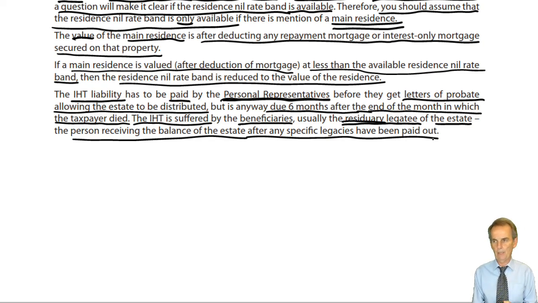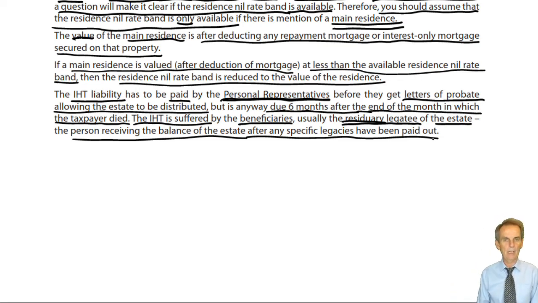Now, estates are not always set up in this way. What you might simply say is that I leave my estate to my 2, 3, 4, 5, however many children you may have. You just leave it to your kids. In which case, the tax is paid by the personal representatives out of the estate, and then that value is split equally between those beneficiaries. They've all suffered an equal amount.